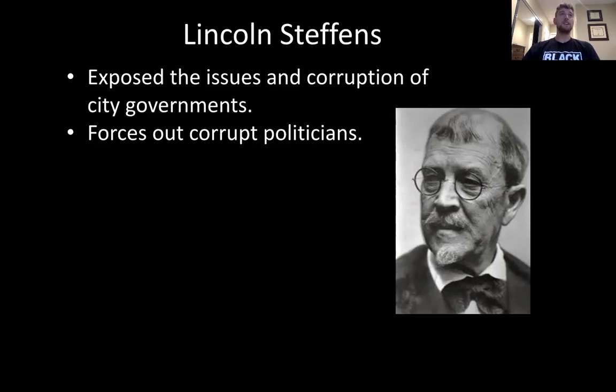Back in the day, a lot of city governments were controlled by either criminal organizations, or there were just a lot of political backroom deals getting done, and the idea of democracy really wasn't being followed. And so a lot of the work that Lincoln Steffens did in his journalism really forced out these corrupt politicians. And now city governments became a lot stronger and had a lot more integrity.